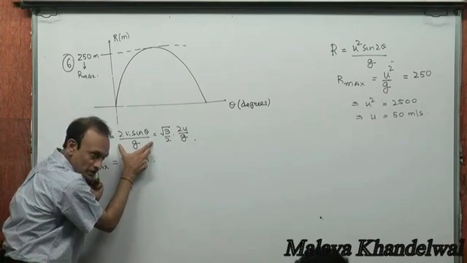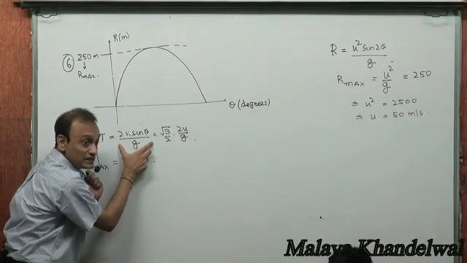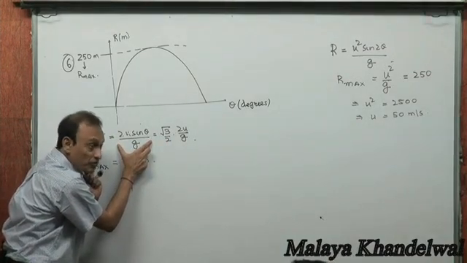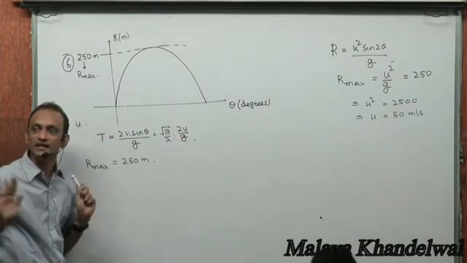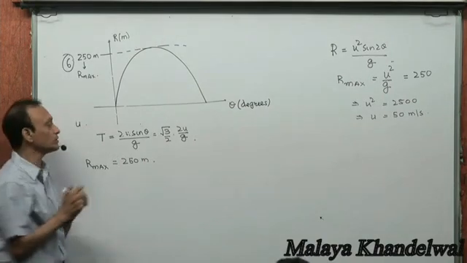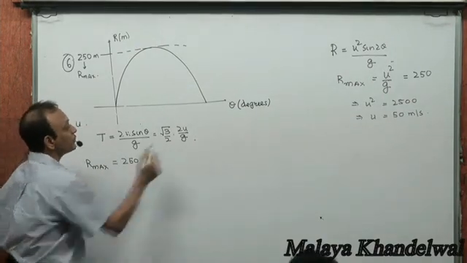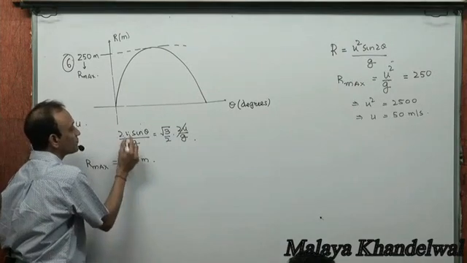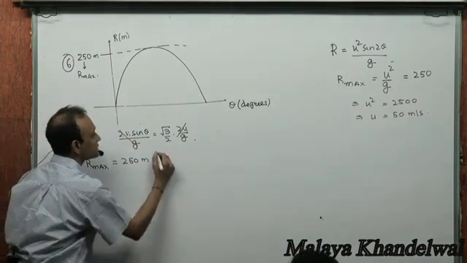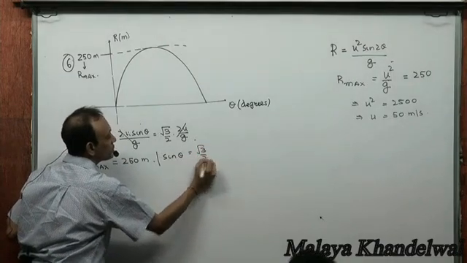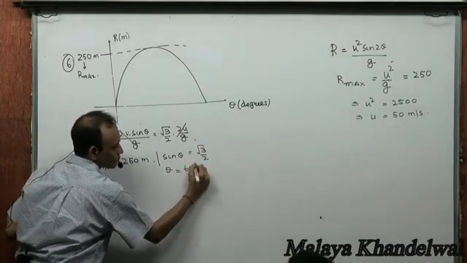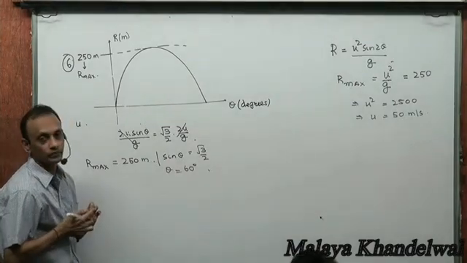The given time of flight, 2u sine theta by g, it's launched at an angle theta, whereby its time of flight is root 3 by 2 times the maximum time of flight. That's given in the problem. So then, very clearly 2u by g will get cancelled from both sides. That gives me sine theta equal to root 3 by 2, or theta equal to 60 degrees.